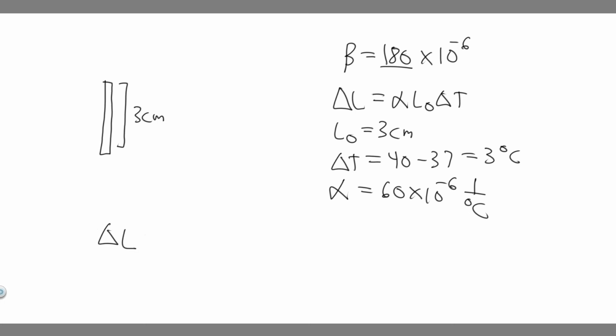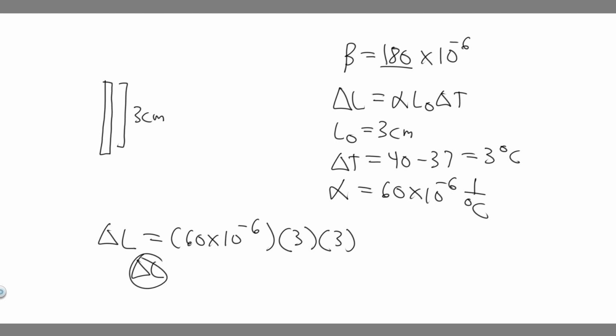So the change in length is just equal to alpha, which is 60 times 10 to the minus 6. And I'm not going to put the units, but you can if you want. Multiply that by the initial length, which is 3, and then multiply it by 3 again. So basically, if you go ahead and plug this in, you're going to do 60 times 10 to the minus 6. You're going to multiply that by 3 times 3, which is just 9. And so when you go ahead and do that, you're going to get the change in length equals 5.4 times 10 to the minus 4.